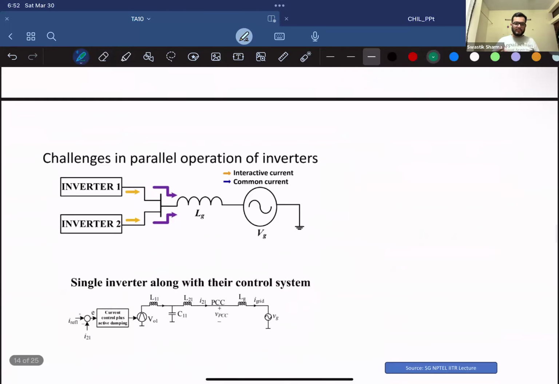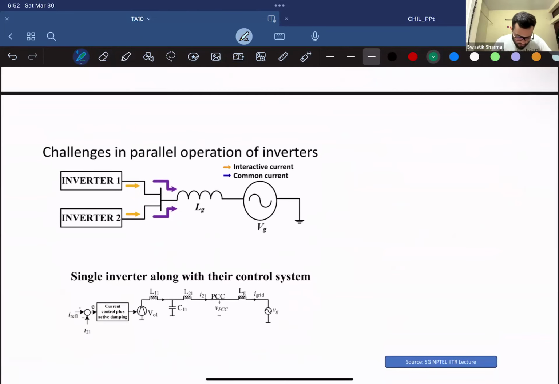Now, when you have inverters connected in parallel, there are two main currents that flow in the system. One is an interactive current, which flows within the inverters, and the other is the common current, which is fed to the grid. Both of these have their own merits and demerits. At the end of the day, you would want all of your current to be made available to the grid only, so that none of it is bypassed to flow between the inverters only. That is something that you want.